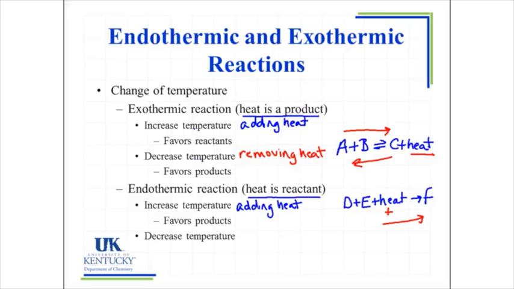We can decrease the temperature of the system, and so when we decrease the temperature, what we're looking at is removing heat. So we remove heat from the system, and so what's happening here is we're losing heat, and so now the reaction is going to have to shift to the left to compensate for some of that lost heat. So when we have an endothermic reaction in which we decrease the temperature, we favor the formation of more reactants.